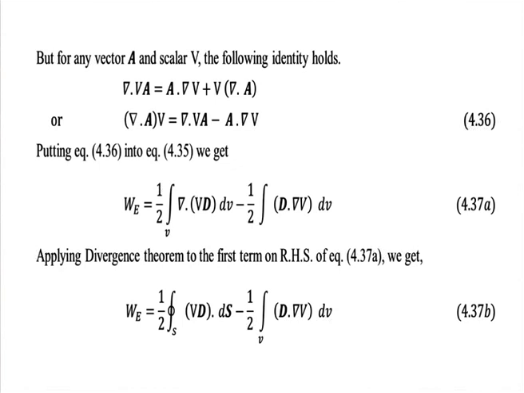Applying the divergence theorem to the first term on the right hand side of equation 4.37a, we get the surface integral given in equation 4.37b, that is WE is equal to closed surface integral of VD dot dS minus half volume integral of D dot gradient of V dv.